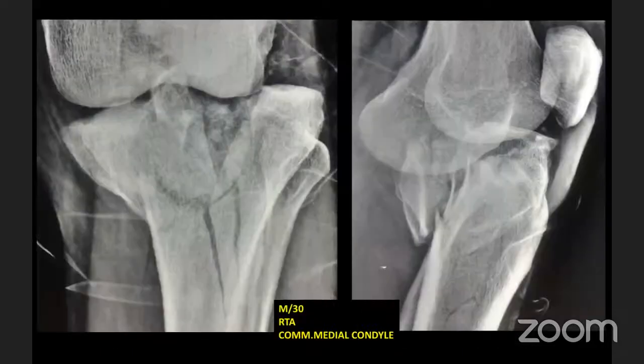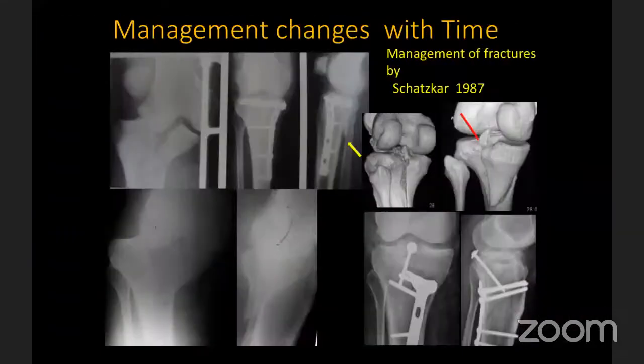Management changes with time. This is the X-ray from a 1987 surgery textbook, and this is our X-ray. Same fracture. See, the condyle has gone in, medial condyle with the femur, tilted like that. He has not shown the lateral view. But see, they did a medial plate at that time, in that era, and you can see this is not reduced.